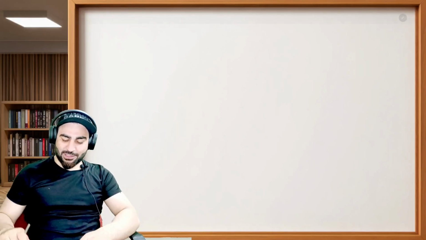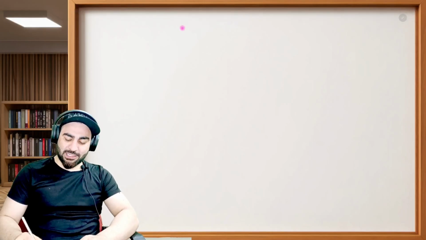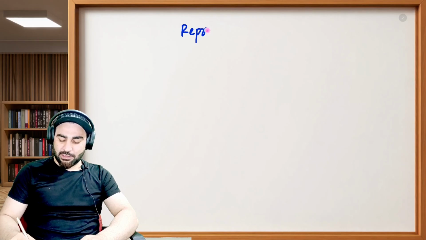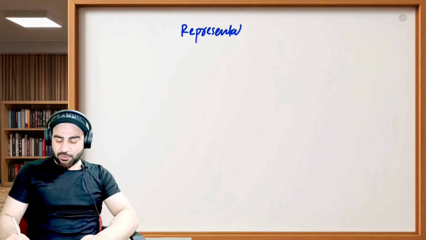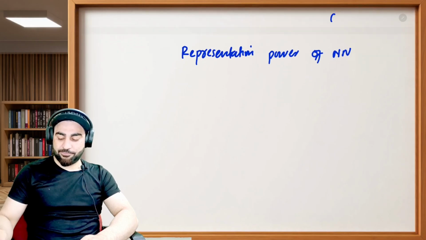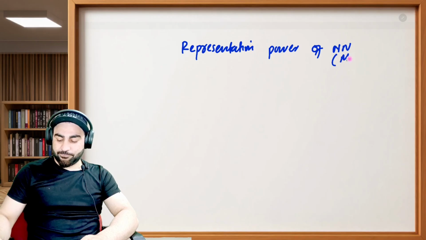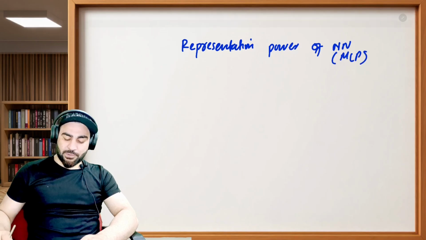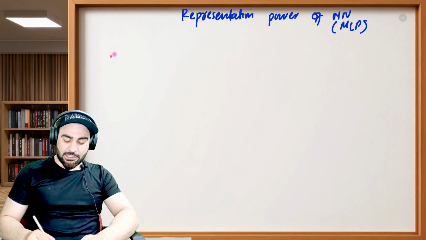Hello and welcome everyone. In the previous session, we were discussing the representational power of neural networks, or multi-layer perceptrons. In that, the first thing we discussed is that they are universal.